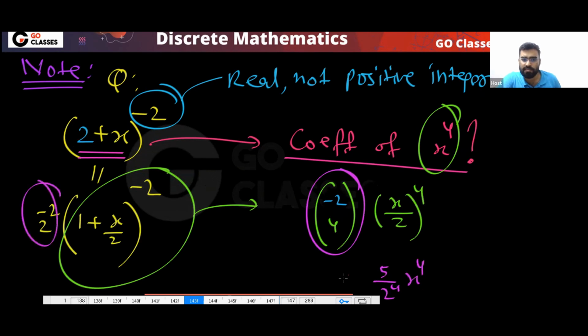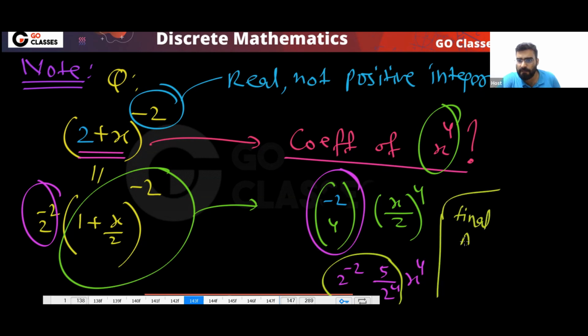And don't forget this. So the final answer will be 5 divided by 2 power 6. Is this clear?